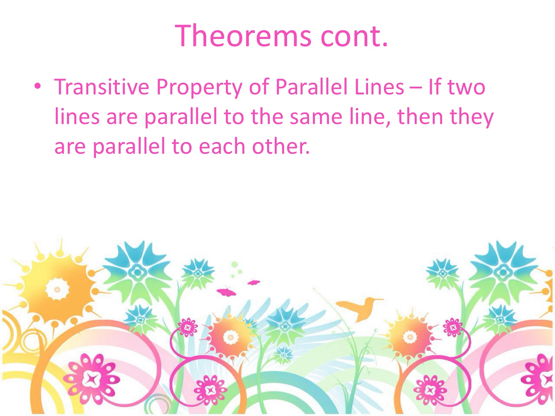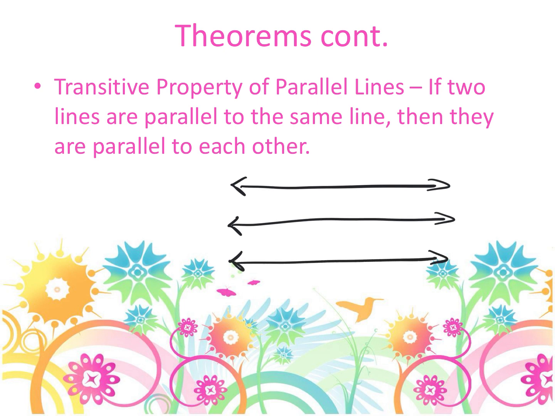So again, let me draw in a picture here. I'm going to draw 3 lines. Now they don't necessarily need a transversal in here. Just know that we could call this J, K, and L. So if I tell you that J is parallel to K and K is parallel to L, then you can conclude that J is parallel to L.